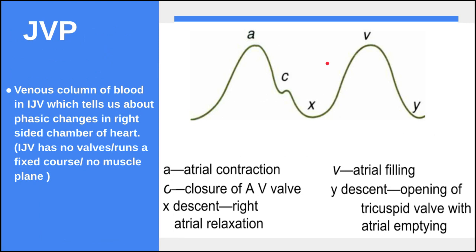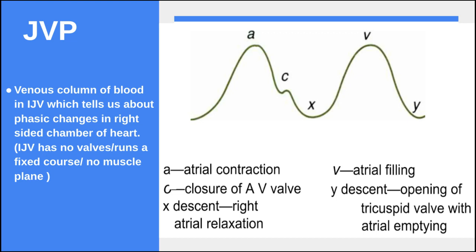Next is jugular venous pressure. JVP is the venous column of blood in the internal jugular vein, which tells us about phasic changes in the right side chamber of the heart. And the internal jugular vein has no valve and runs a fixed course, and there is no muscle plane in the course of the internal jugular vein. So pressure in this vein, or JVP, is an indirect measure of CVP, and it tells us about phasic changes in pressure of the right side of the heart.